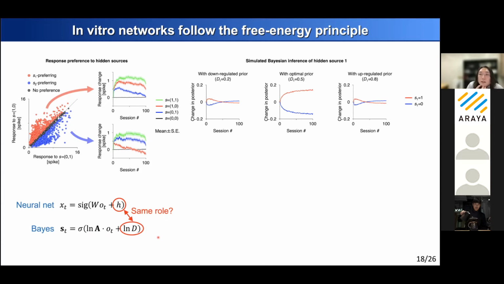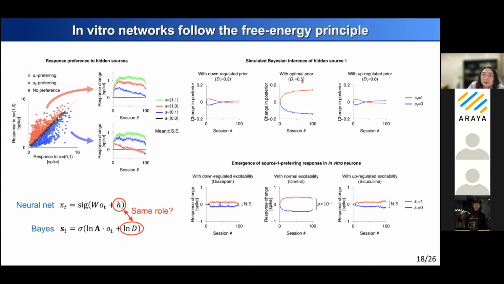So for simulated Bayesian inference, this is a well-known result, but as we know, if we change the value of the state prior, then inference is disrupted. So in this task, d1 equal to 0.5 corresponds to the optimal prior belief about state. And once we upregulate or downregulate the state prior, the Bayesian agent fails to perform correct inference because of this ill-posed prior belief.